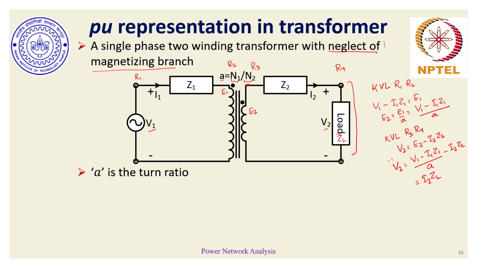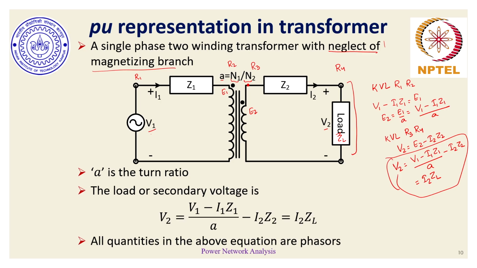So now if we look at this KVL, it has got a turn ratio appearing in it, and there are primary quantities, secondary quantities, etc. Can per unit analysis simplify this into a common equation where no turn ratio appears? So let's see that. This is the essential equation which I was deriving, and the same is mentioned over here. All quantities in the above equations are phasors and not time domain. They are all being measured across a common reference.